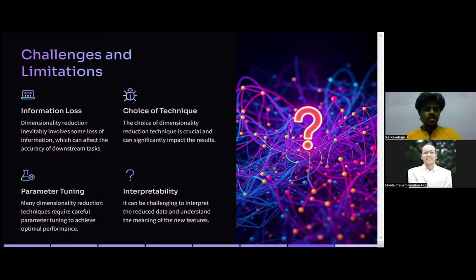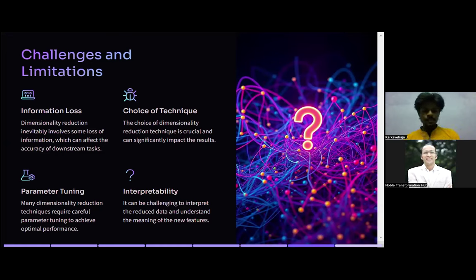And choice of technique. The choice of dimensionality reduction technique is crucial and can significantly impact the result. You need to specify what kind of dimensionality reduction technique your data can apply. Whether you need to go for linear models like PCA or LDA, or you need to go for a non-linear model like autoencoder or t-SNE. You need to specify that.